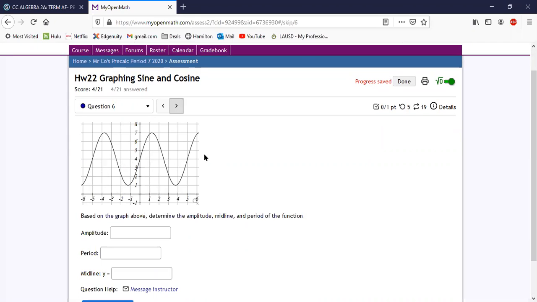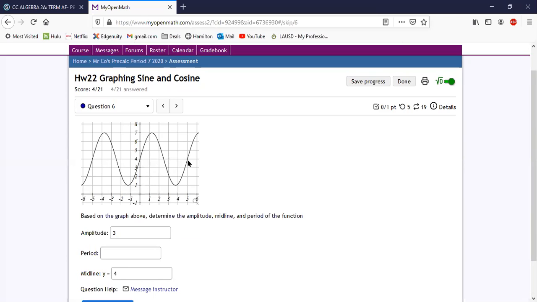The midline is that D value. So if you look here, the D value is going to be 4. Well, let's double check. If the bottom is 1 and the top is 7, the middle is 4. 1 plus 7 is 8. 8 divided by 2 is 4. Yeah, that's 4. So my midline is 4. My amplitude is from 4, I go 3 spaces up and 3 spaces down. That looks about right. And the period, if I start from 0, the graph ends all the way at 5 here.